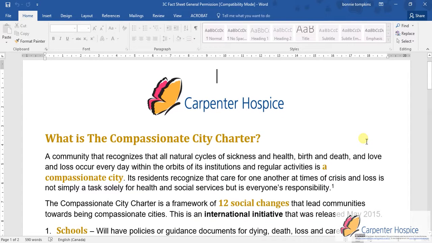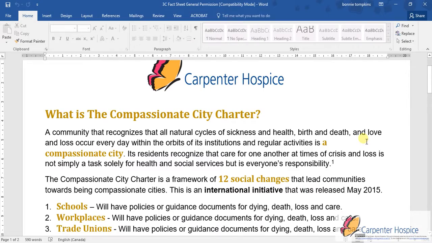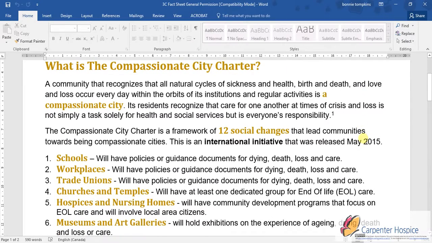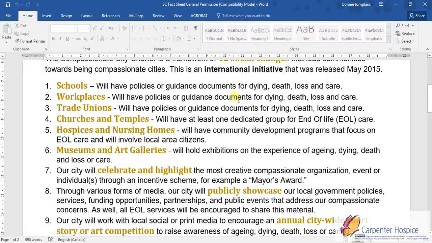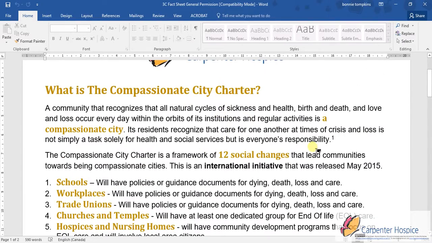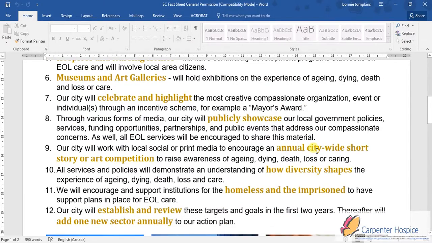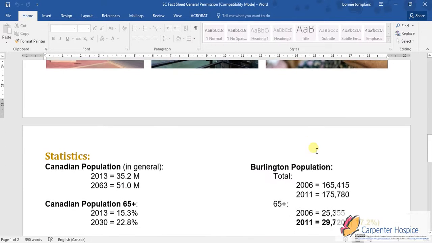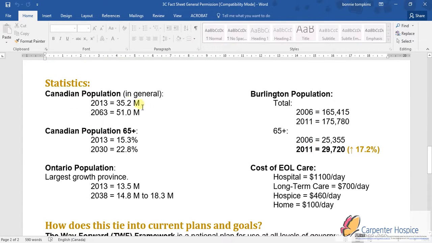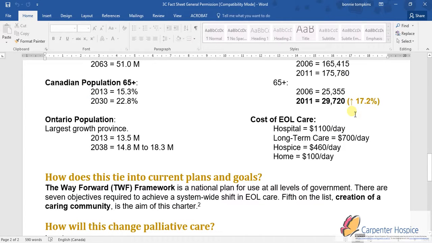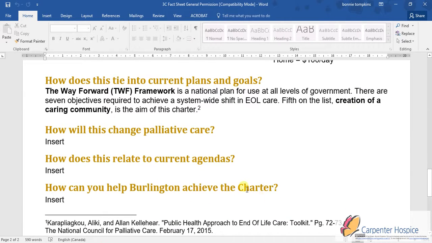So just quickly, here's the front of the 3C fact sheet, our version. It goes through quickly what the charter is, the 12 social changes. Here they are here. We have some photos. On the back we have some statistics, federal, provincial, local, as well as the cost provincially. And then we have the 4 questions on the back that I fill in each time once I'm getting ready to go out and present to a stakeholder.